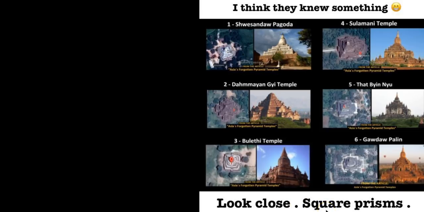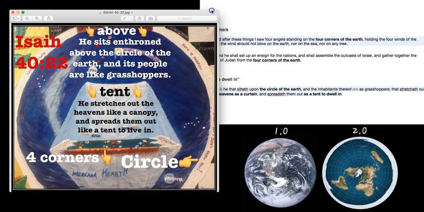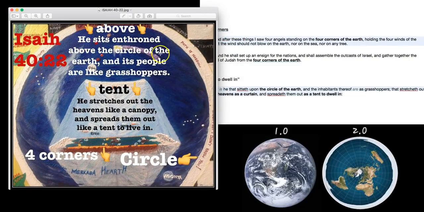So I've got an alternative, which is based on the book of Enoch, which we're going to get into a lot more, which is right here. He sits enthroned above the circle of the earth. The circle is the firmament, spherical firmament, and its people are like grasshoppers. He stretches out the heavens like a canopy, and spreads them out like a tent to live in. So this satisfies the 4 corners, and it also satisfies the circle upon which God sits. I'm going to leave you with a final point, which is this.